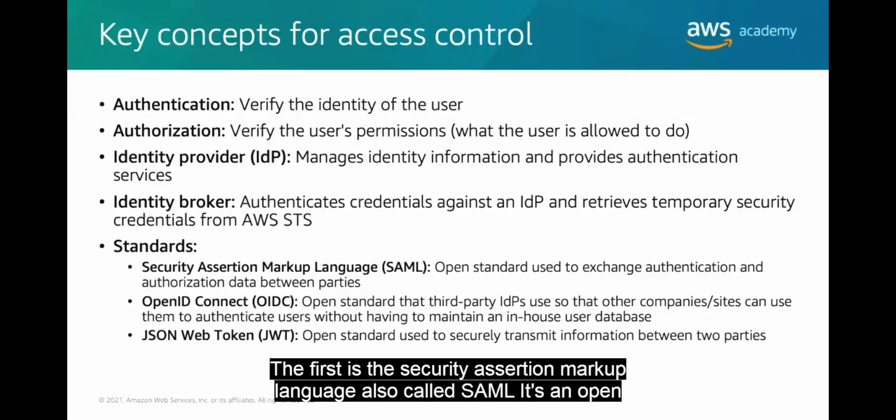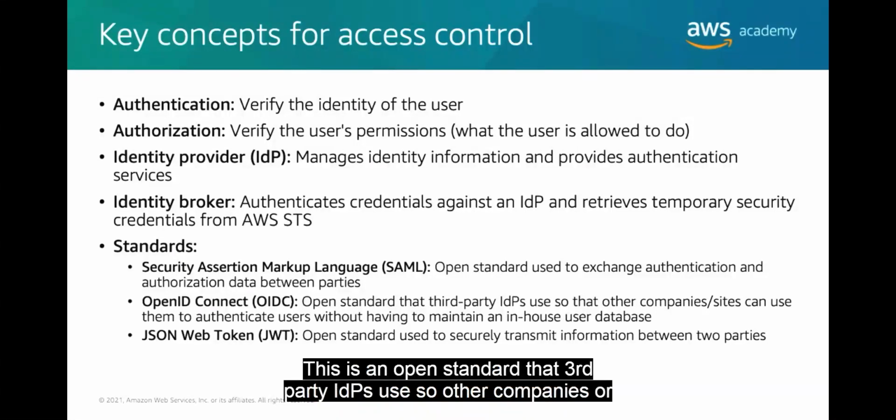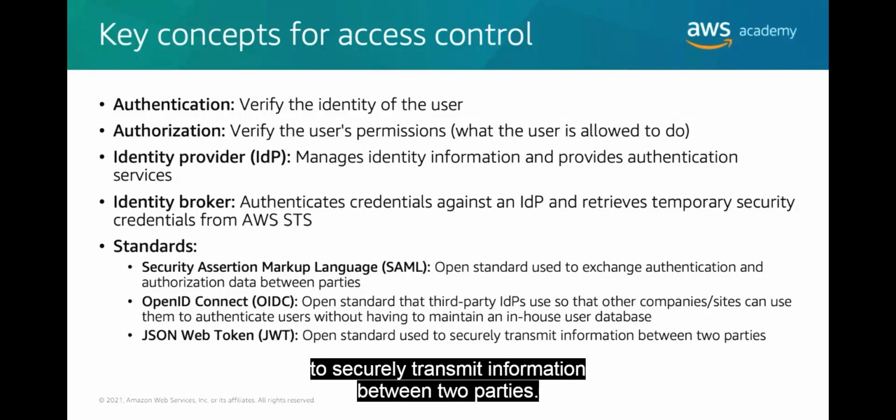And then we have the standards. The first is the Security Assertion Markup Language, also called SAML. It's an open standard used to exchange authentication and authorization data between parties. The second is OpenID Connect, also known as OIDC. This is an open standard that third-party IDPs use so other companies or sites can use them to authenticate users without having to maintain an in-house user database. Finally, JSON Web Token, also called JWT, is an open standard used to securely transmit information between two parties.